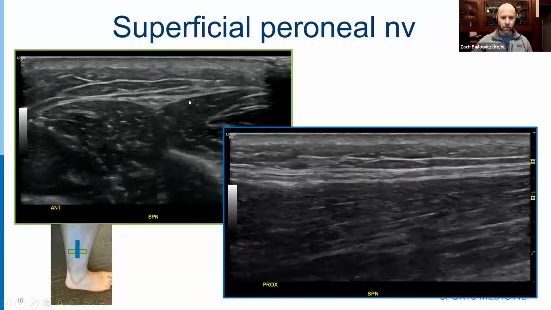So here's the superficial peroneal nerve kind of at the lower leg. This is one of the most common entrapment sites of the superficial peroneal nerve because what happens is the nerve sits underneath this crural fascia here.